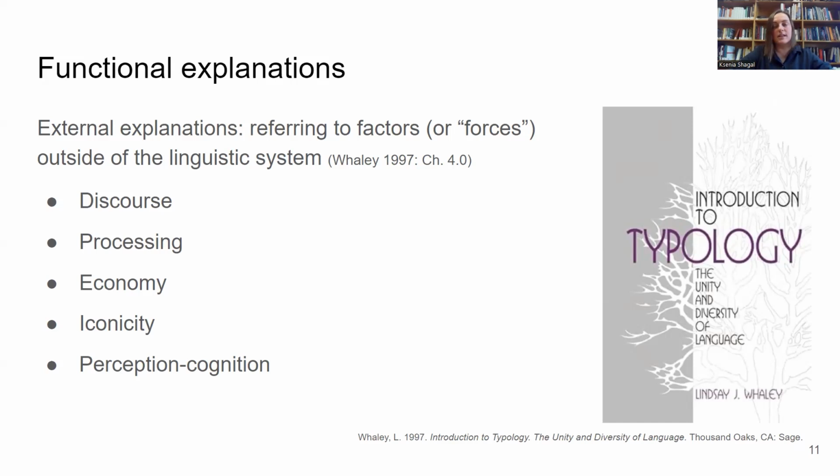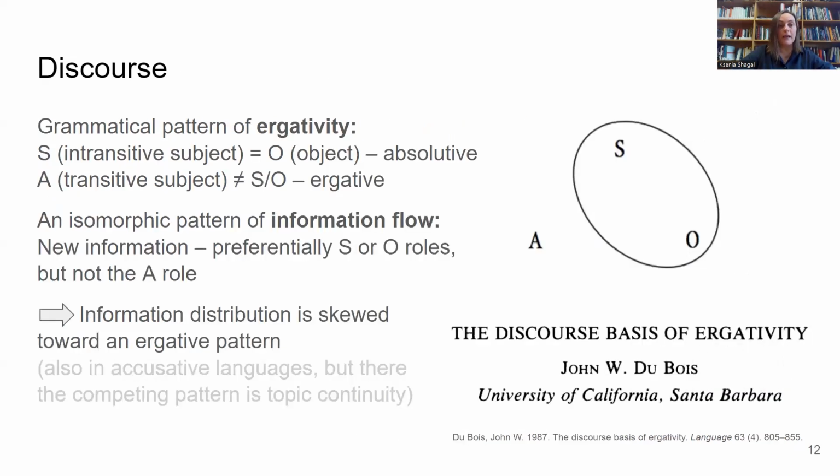There can be more, and sometimes some of these are lumped together and they are also overlapping to some extent, but we will just take a look at these 5 types and see how they have been used in linguistic typology up until now, basically. So when it comes to discourse, one very famous study is the one by John Dubois. It's called The Discourse Basis of Ergativity.